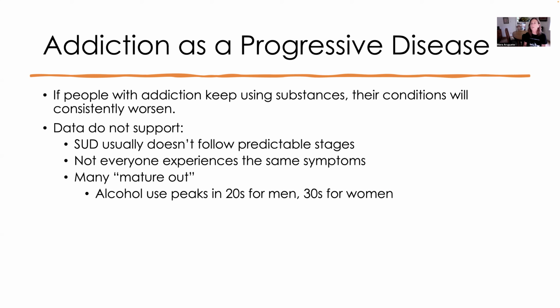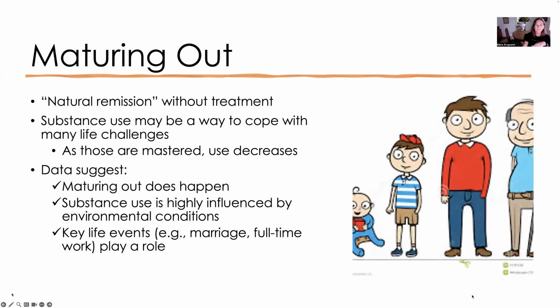Many people do. So alcohol use is going to tend to peak in the 20s for men, in the 30s for women, but then after that, it tends to go down. That's not true of everybody. Some people do have alcohol use disorder as a progressive disease, but many, many people, even without any treatment, tend to mature out of it. As they mature, they start to drink less.